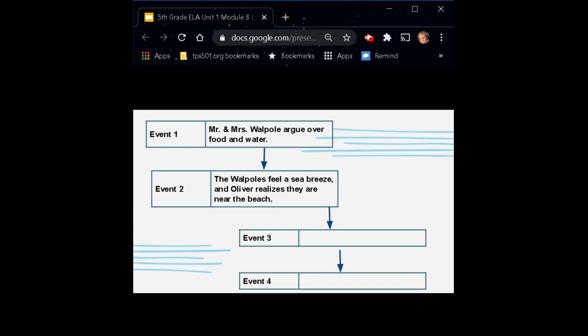I agree. Oliver realized they were near the beach. So, what in the text told him that? That's correct. There was a sea breeze. So, we said the second event, the Walpoles feel a sea breeze and Oliver realizes they are near the beach. Okay, now it's your turn. What do you think the last two events would be from this part of the text? Don't forget to go back to the text. You may write in your journal, or maybe your teacher has posted a Seesaw assignment for you to submit your answers.